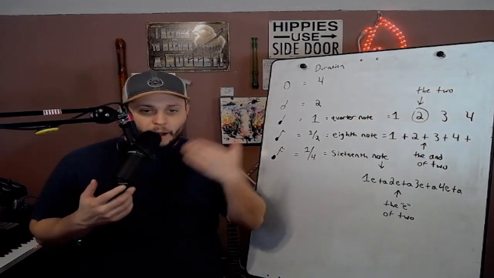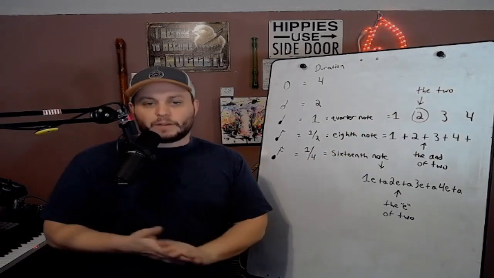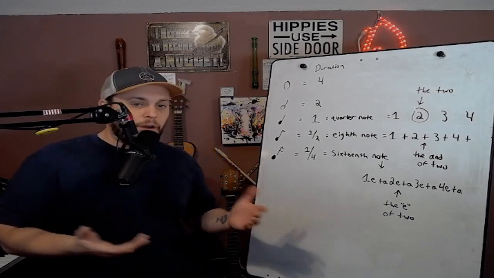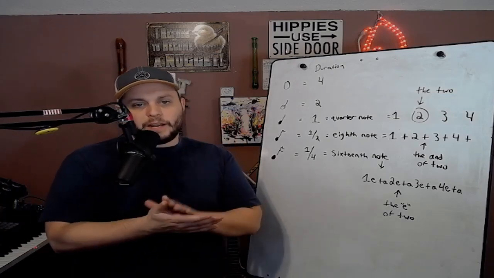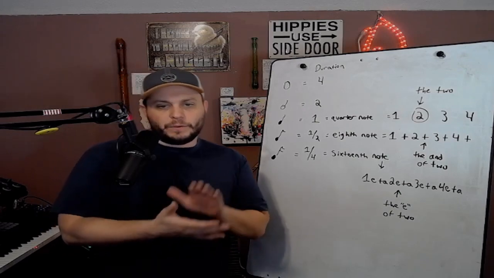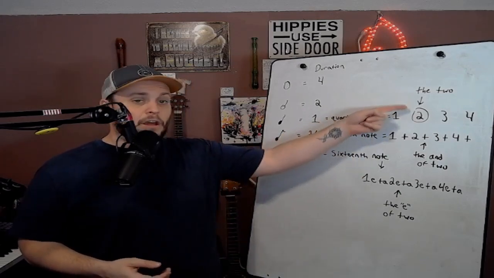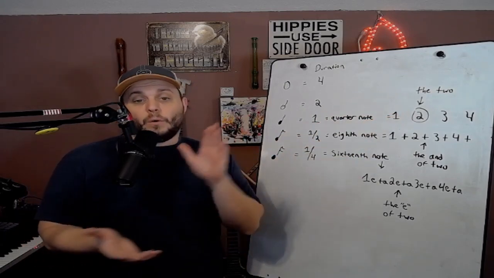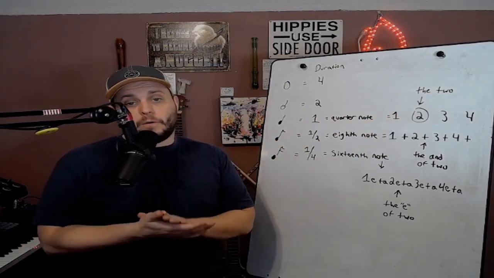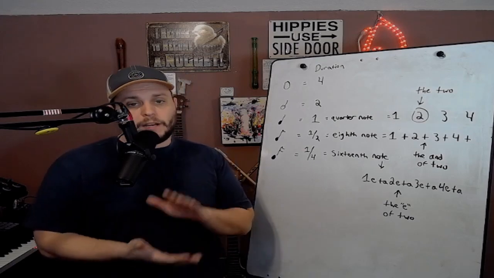So if I'm counting out loud and playing music by clapping, here'd be quarter notes. 1, 2, 3, 4. 1, 2, 3, 4. Okay? And if I'm resting, say I'm resting on the 2, I would go like this. 1, 2, 3, 4. 1, 2, 3, 4.